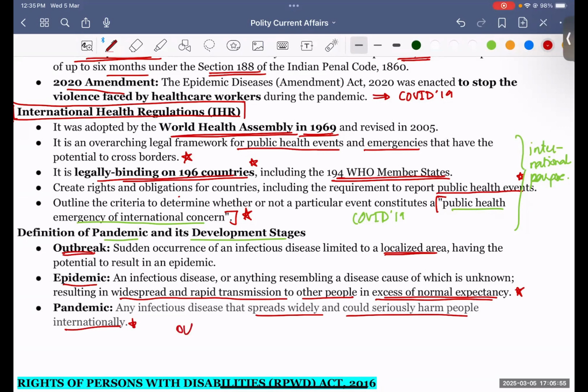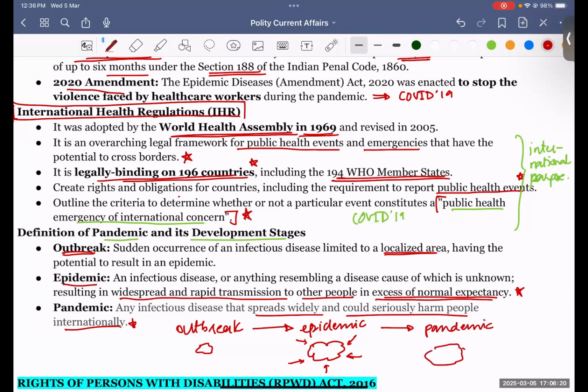So outbreak, this is in terms of area. So outbreak is in a smaller area. Then after outbreak, we have the epidemic. Epidemic is in a larger area, but it is still not international. It is still within the national boundary. And then we have the pandemic, which is a larger area, and it has the potential to also go across international borders.